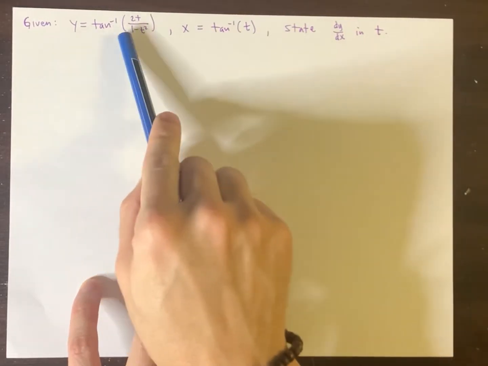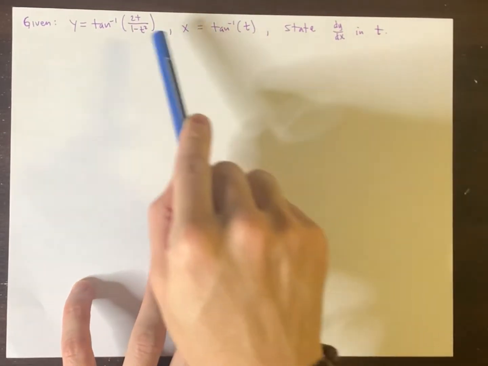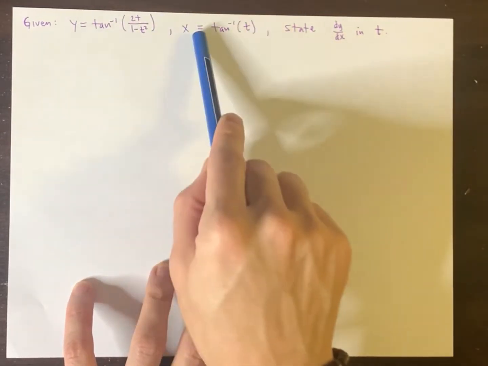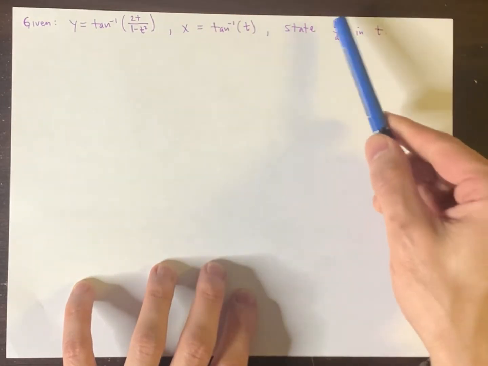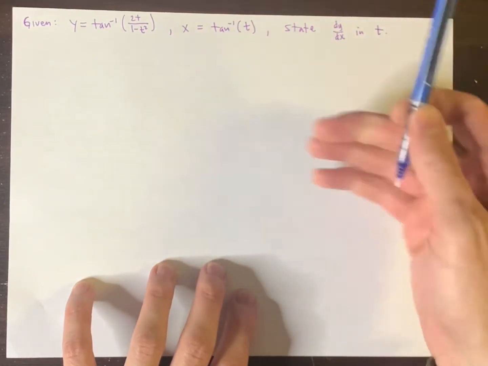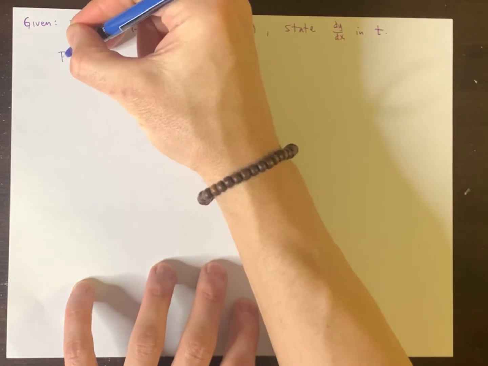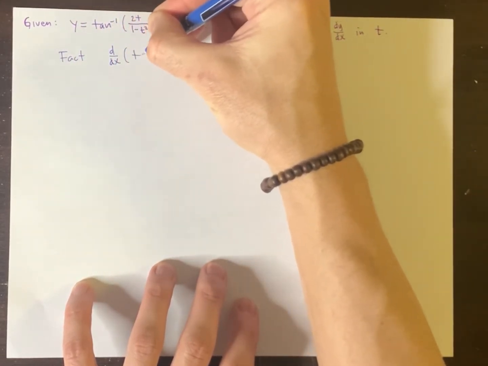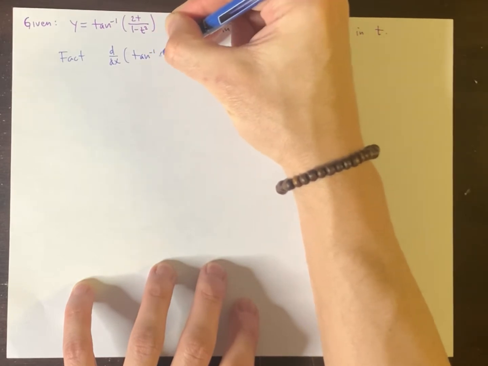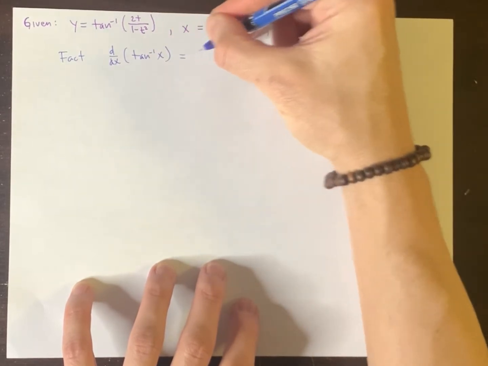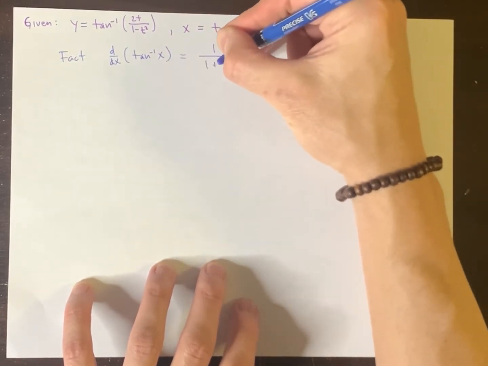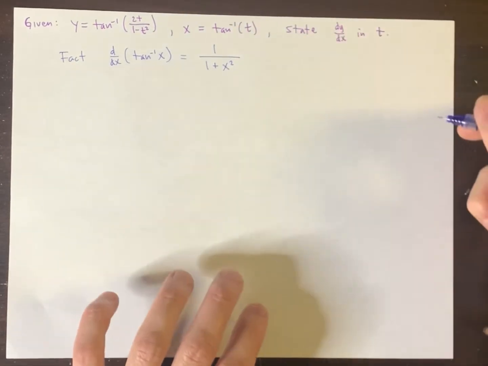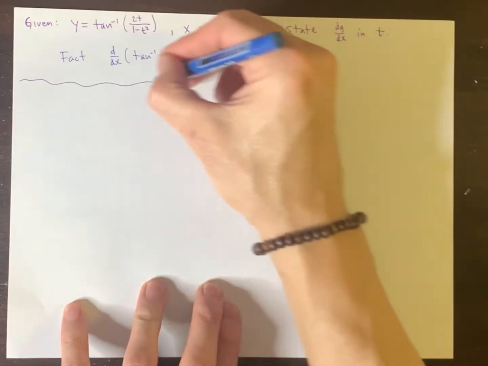We have y equals this, x equals that. t is the parameter between these two functions. We want dy/dx in terms of t. Do note one fact, that being that the derivative of tangent inverse of x is equal to 1 over 1 plus x squared. That's just a fact that we will need.